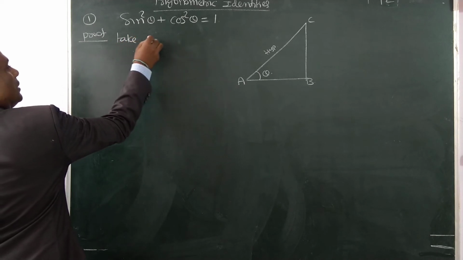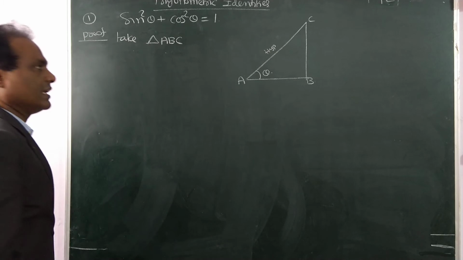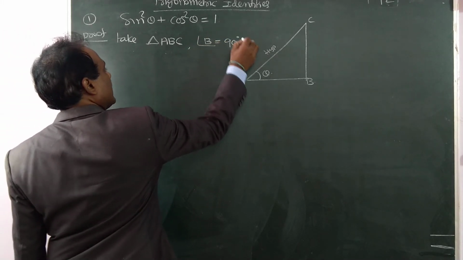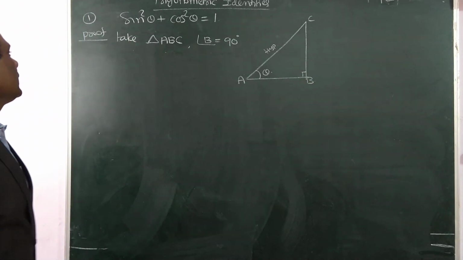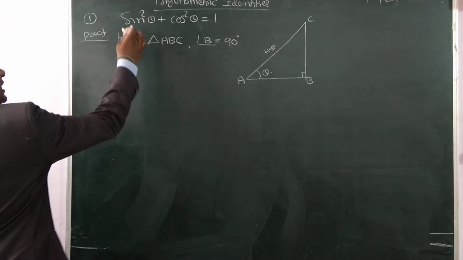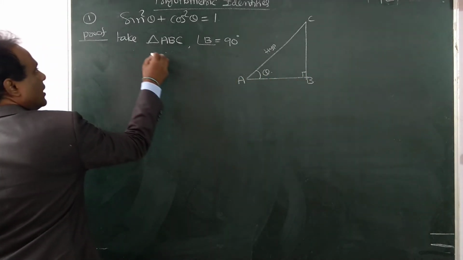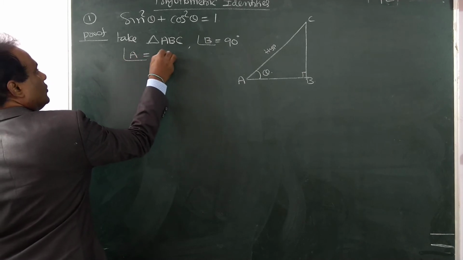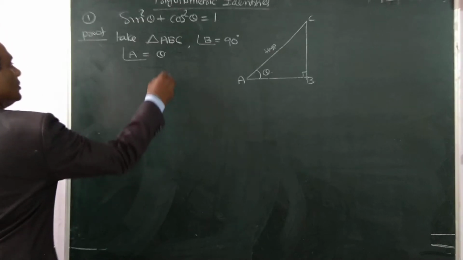Take triangle ABC, where angle B is equal to 90 degrees. I am taking this angle as 90 degrees. Definitely B is equal to 90 degrees and this angle is theta. Angle A is equal to theta.